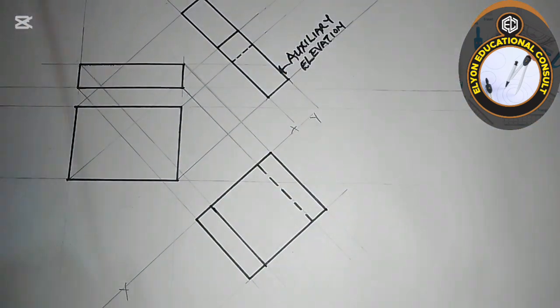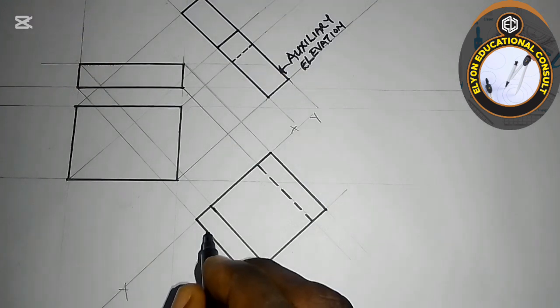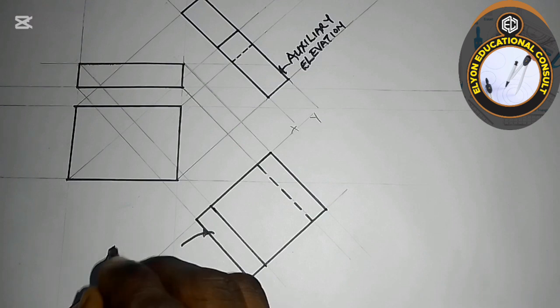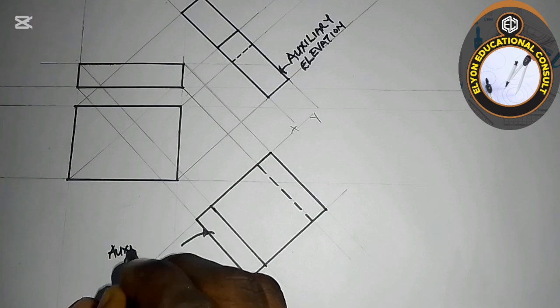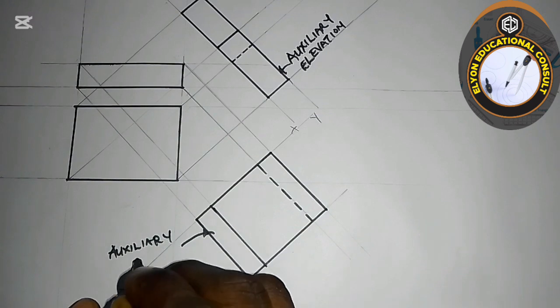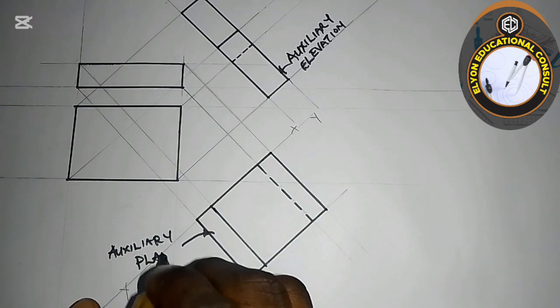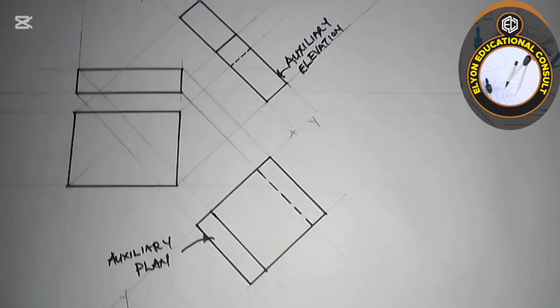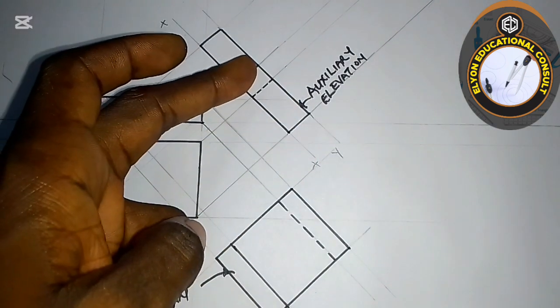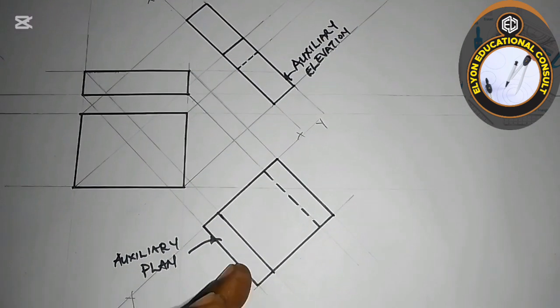So this is my auxiliary plan now. I hope you can see it. So this is very easy to do. So this is the auxiliary elevation and this is the auxiliary plan.